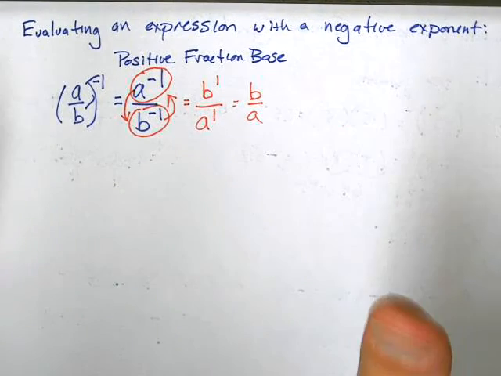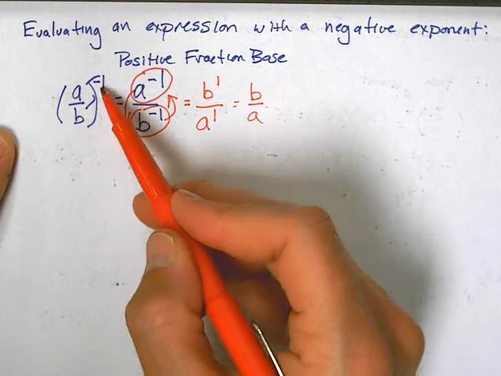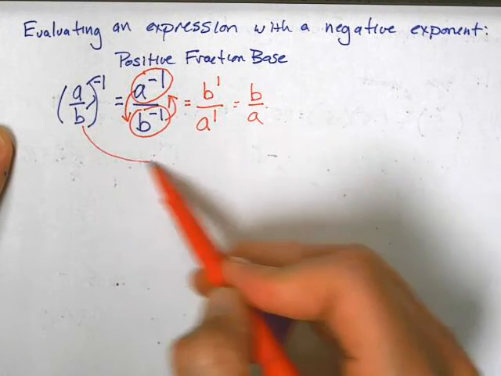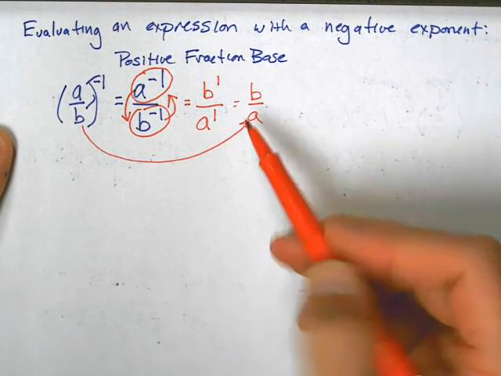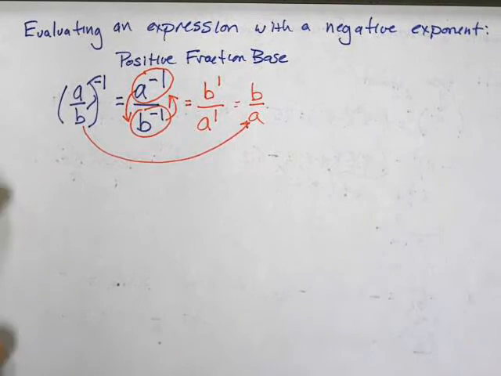This is a huge trick that you can use. So at the end of the day, if you have a fraction to a negative exponent, you can flip it and those exponents become positive. For example, let's get into one here now.